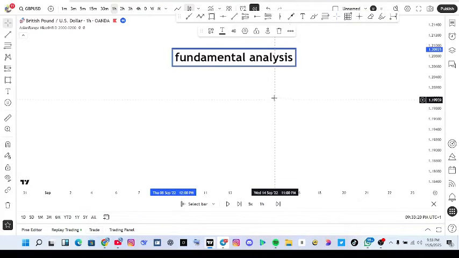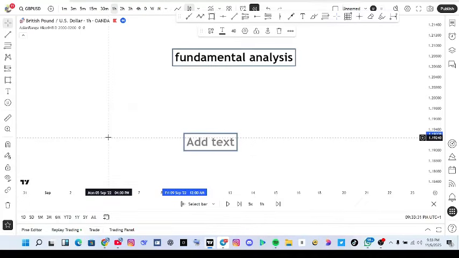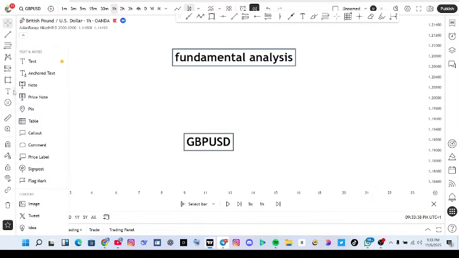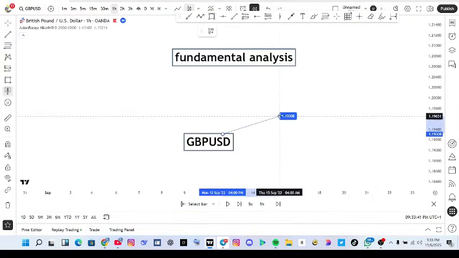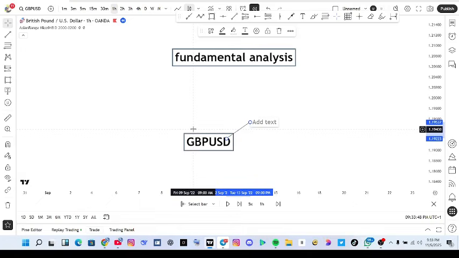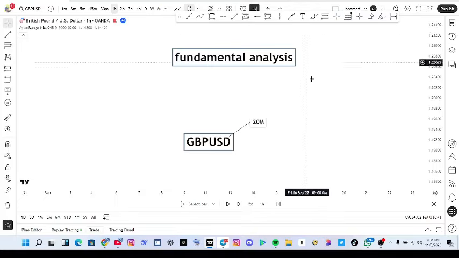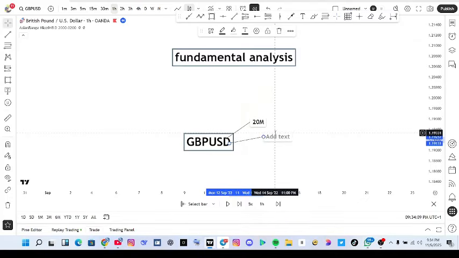Now, fundamental analysis is majorly news. So, another example, if the unemployment rate of the United States, let's say GBP USD. Let's say there's a news on USD, and the unemployment rate for last month was 20 million. The number of people who got employed was 10 million, for example.